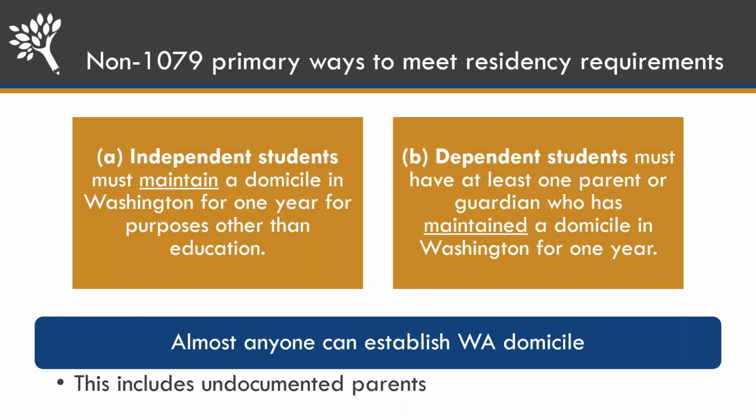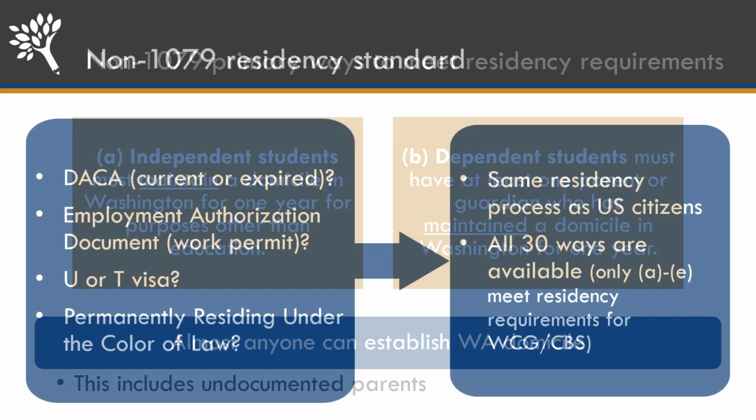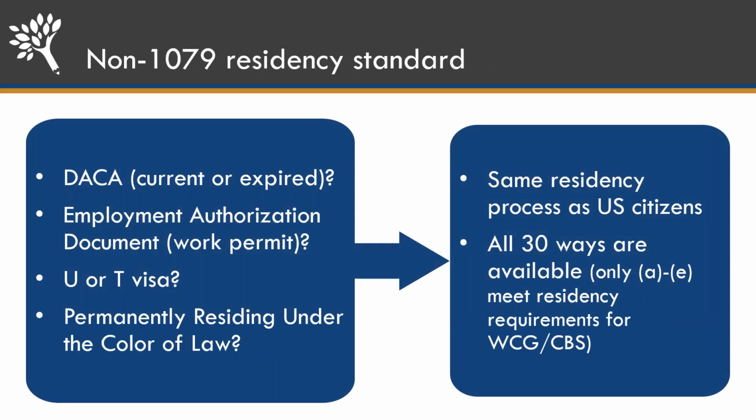The primary ways that the non-1079 students are going to meet residency requirements, if they have DACA or expired DACA or an EAD, all the different things I had on the previous slide, is going to be A or B from our slide before. They're either going to be an independent student who has shown they've maintained a domicile here, or a dependent student who shows that their parents have had a domicile here. One thing to point out is that almost anyone can establish a domicile, and that includes undocumented parents. So going back here, if the student you're looking at has DACA, probably that means their parents are undocumented.